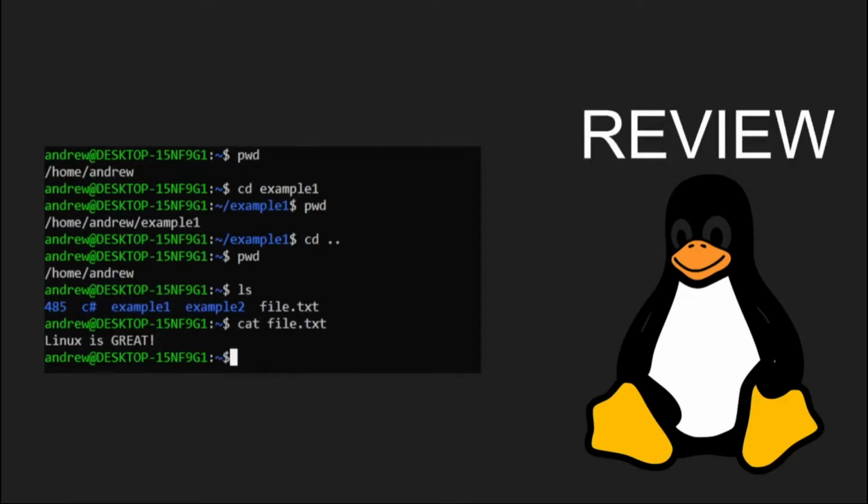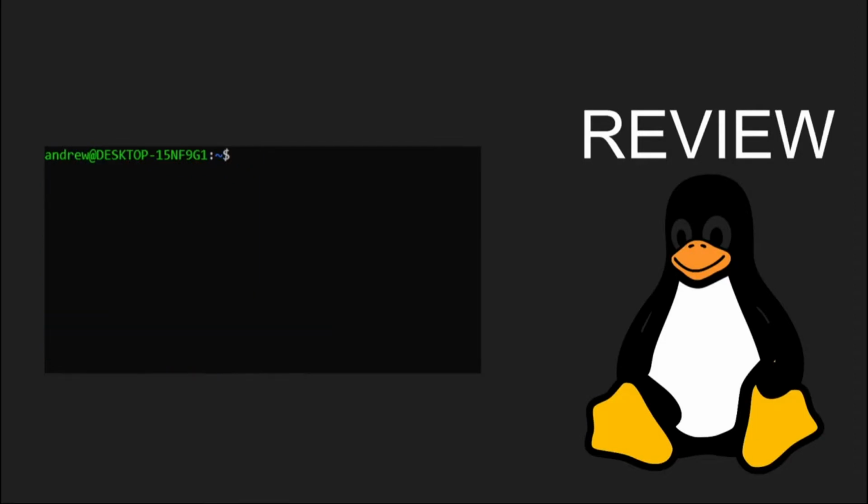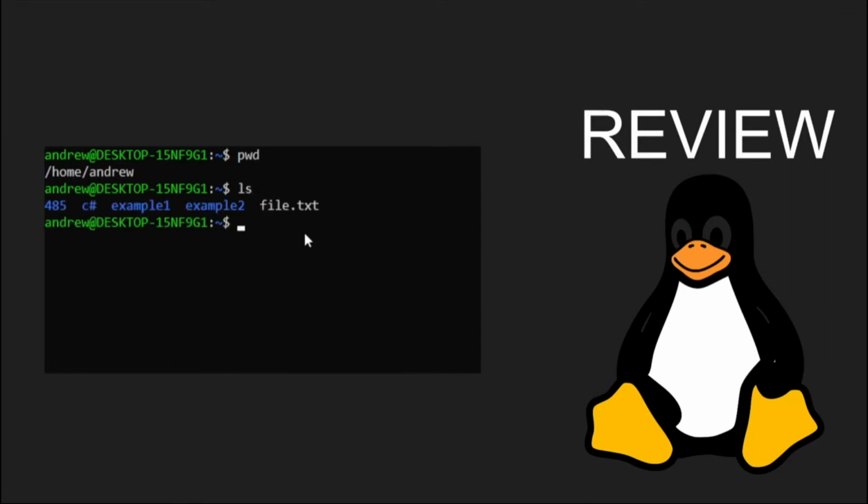So let's do a quick review of the basic commands we just learned. The first command we learned was pwd. It answered the question, where are we? By showing us the path to our current working directory. Then we learned how to answer the question, what do we have here? ls lists the content of the directory. Then we learned how to move around. cd helps us change directories. Finally, we learned how to print the contents of a file using cat.